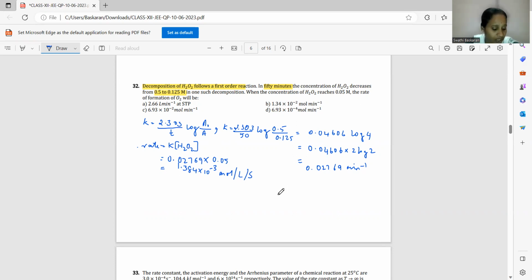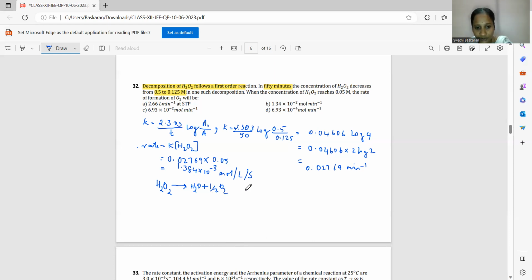So after this, what we are supposed to determine, we have to determine the rate of formation of O2. So for that, we will write the balanced chemical equation, that is decomposition of H2O2. So how H2O2 will be decomposed? So 1 mole of H2O2, when it is subjected to decomposition, there is formation of H2O and half mole of O2. Half mole of O2. Okay. Now we know the rate of formation of H2O2. So that need to be equated to rate of formation of O2, right?